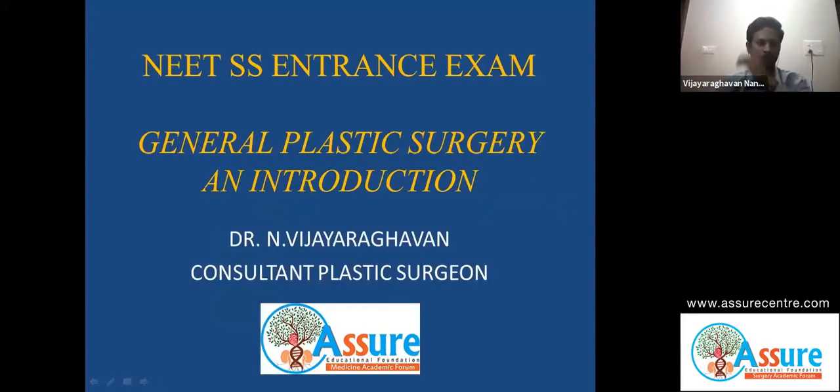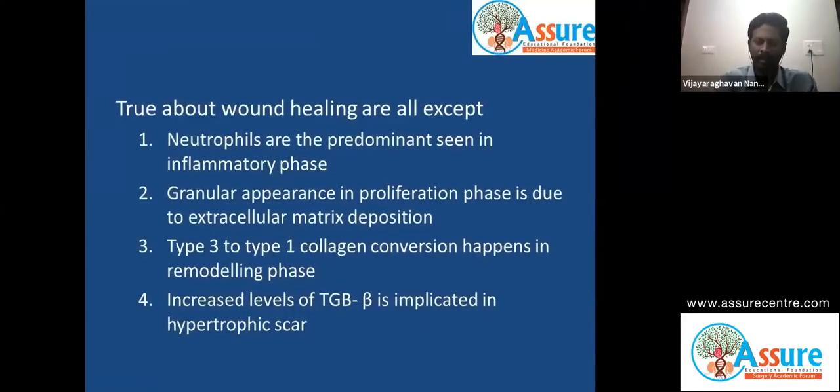For example, when we are discussing wound healing, this will be the general question. The true statements about wound healing are all except: neutrophils are predominantly seen in the inflammatory phase; granular appearance in the proliferation phase is due to the extracellular matrix; type 3 to type 1 collagen conversion happens in the remodeling phase; increased levels of TGF beta is implicated in hypertrophic scar. The participants who are present can ping the answers in the chat box.